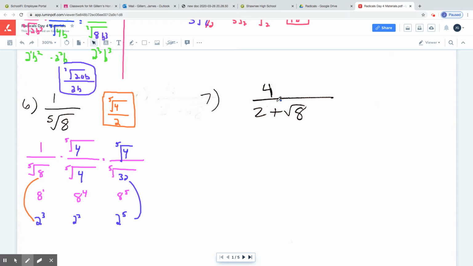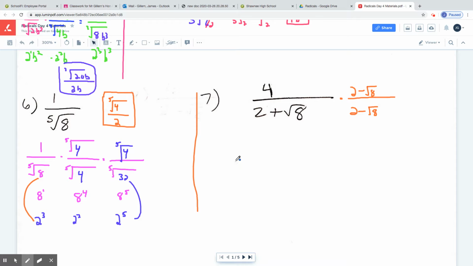All right. Now, a little something different with number 7. And you guys have done this before. We have a number plus or minus a square root. Now, we did this with imaginary numbers. So hopefully you remember, what do you need to multiply the top and bottom by here? You guys remember? Well, it's something we call the conjugate. So the conjugate of 2 plus root 8 is 2 minus root 8.